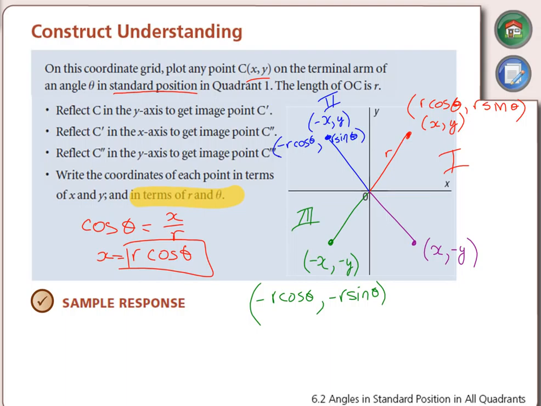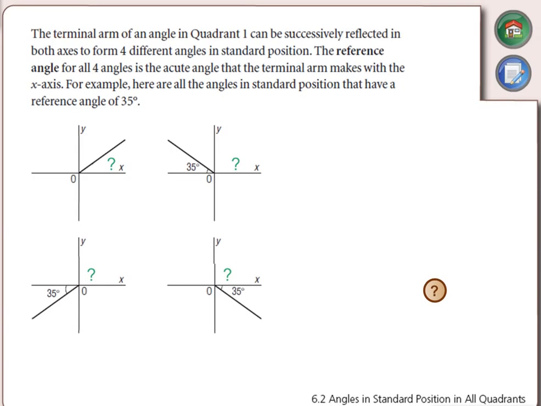And finally, in quadrant 4, again, notice we're going counterclockwise around that, same as the rules for standard position. We've got a positive x, so it's r cos theta, and the y is negative r sine theta. Looking at the 4 diagrams there on page 441, we've got quadrant 1, quadrant 2, quadrant 3, and a quadrant 4 answer.